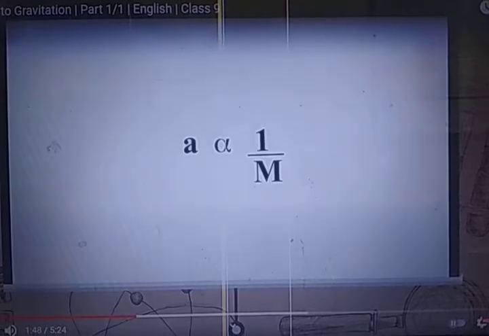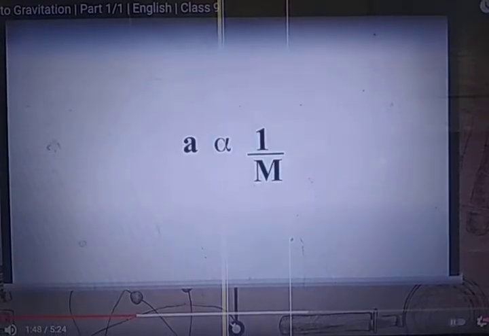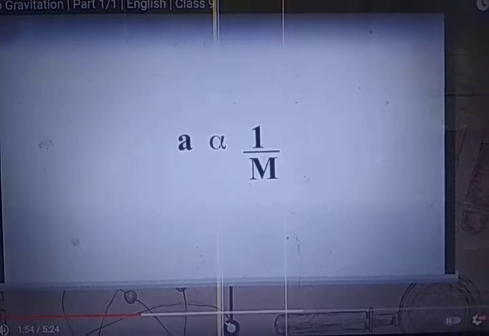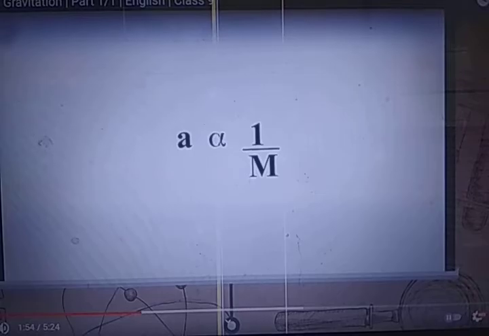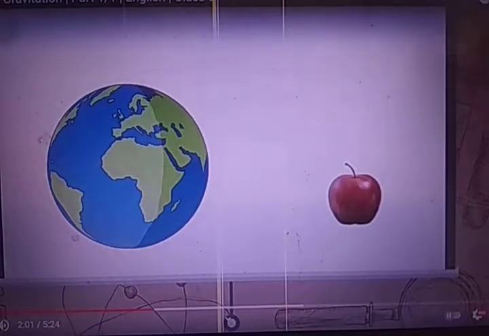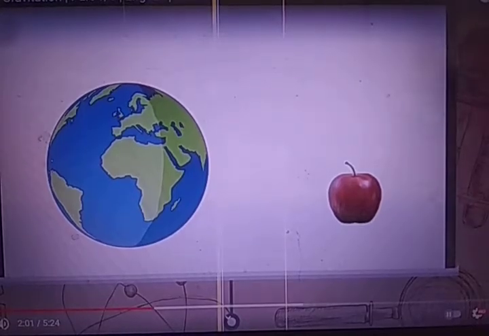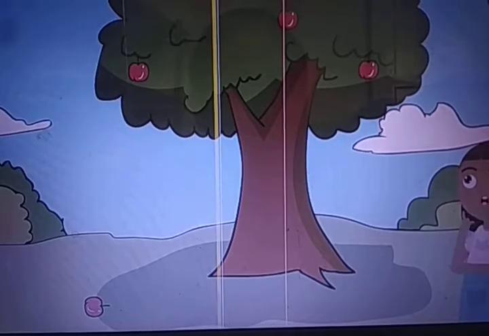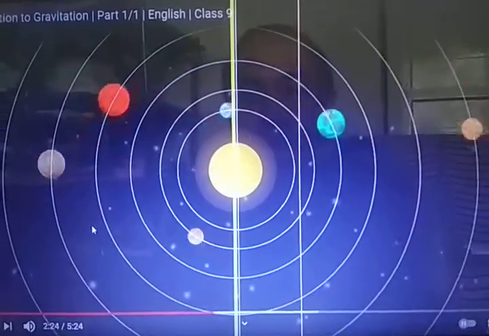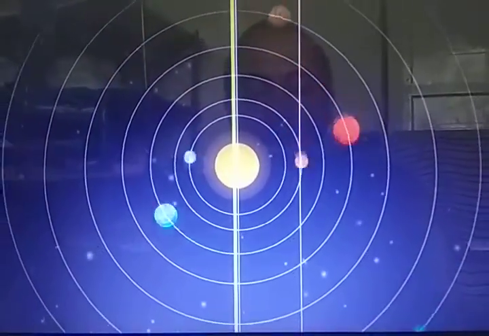According to the second law of motion, acceleration is inversely proportional to the mass of an object. Compare the mass of the apple and the earth. The mass of an apple is negligible compared to the earth. Because of this, we see the apple fall towards the earth. In spite of that, they attract each other. For the same reason, we see the planets revolving around the sun.